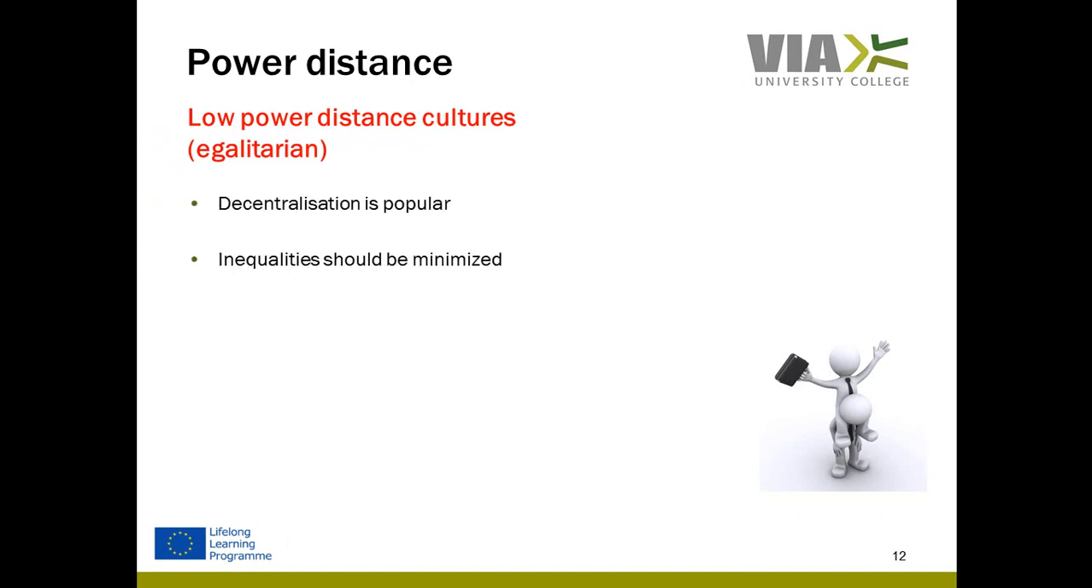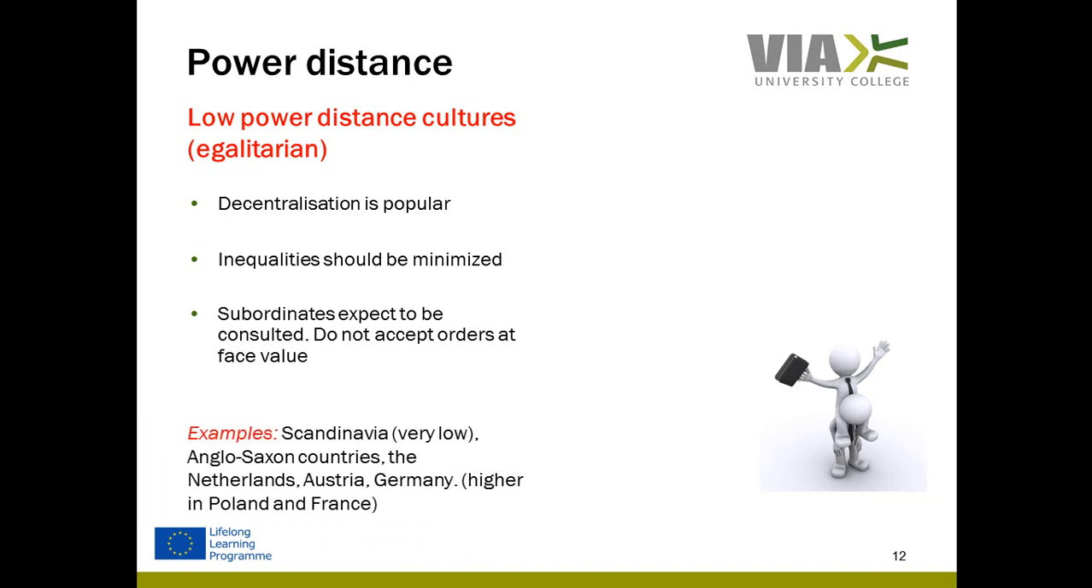Cultures with a small power distance find it important to minimize inequalities among people, and they dislike when people display their status explicitly. This affects business life to a high extent, as in such cultures people prefer flat organizational structures, and business interaction and communication tend to be informal. Some examples of low power distance countries are Scandinavia, Anglo-Saxon countries, the Netherlands, Austria, Germany, and the power distance is a bit higher in Poland and France.